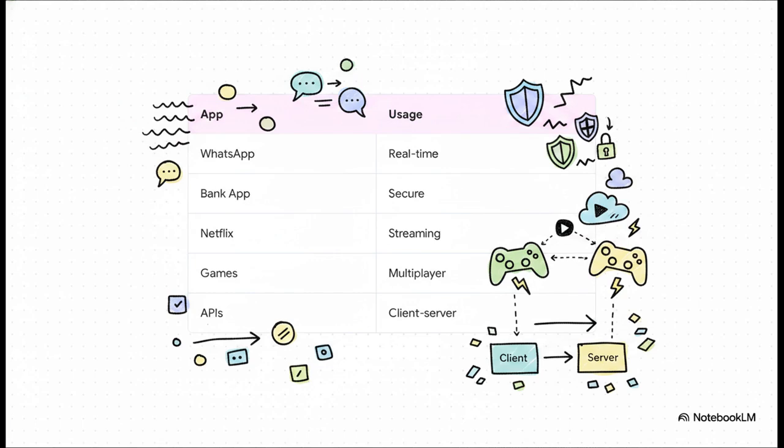WhatsApp uses real-time WebSockets and asynchronous messaging to deliver texts instantly. Your banking app relies heavily on secure, encrypted TCP connections to guarantee every single cent is accounted for. And Netflix, they utilize UDP and highly optimized protocols to stream massive chunks of data straight to your TV. These core theories are the beating heart of modern consumer tech.